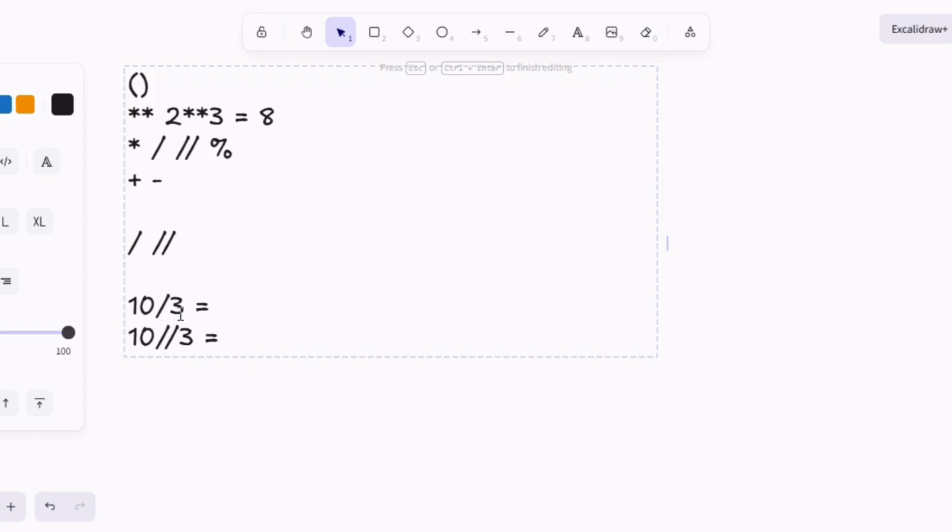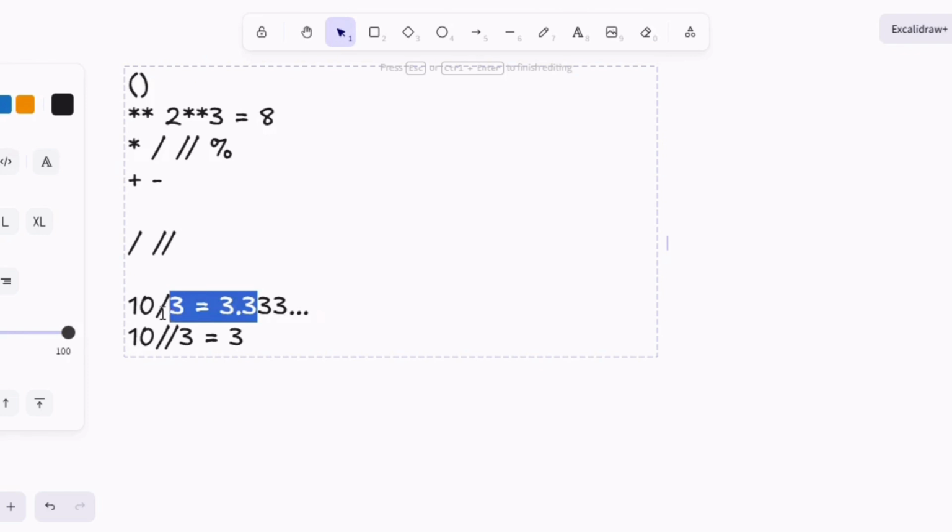So if we are writing 10 divided by 3, then it will give me some value like this, right? 3.3333. But if we are doing 10 floor division 3, it will round down to the closest integer value. Okay, it will not give the decimal value.